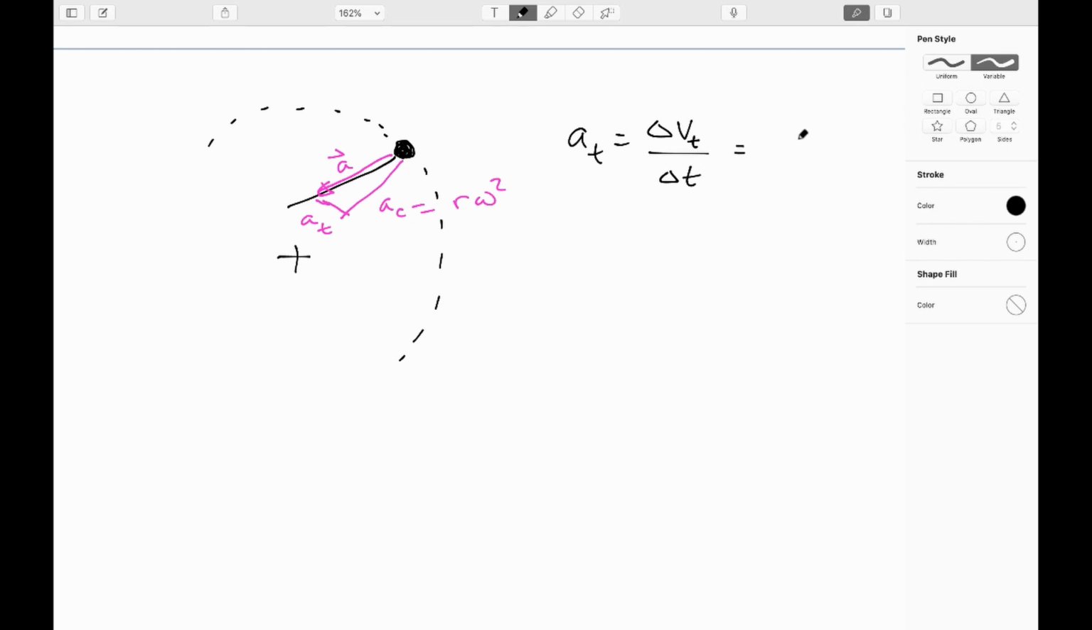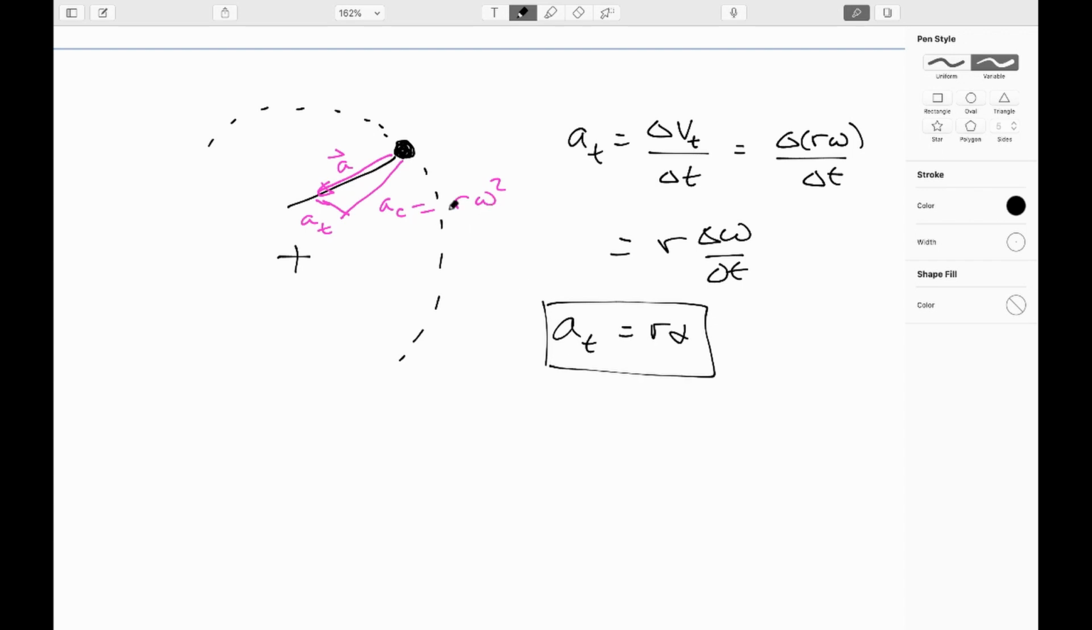We've already seen the tangential velocity was equal to r times omega. But under the rigid body assumption, r is a constant. And so the change in r times omega is the same thing as r times the change in omega. Oh hey, delta omega over delta t, that's the angular acceleration. So you've seen the centripetal component of the acceleration is r omega squared. The tangential component is r alpha.